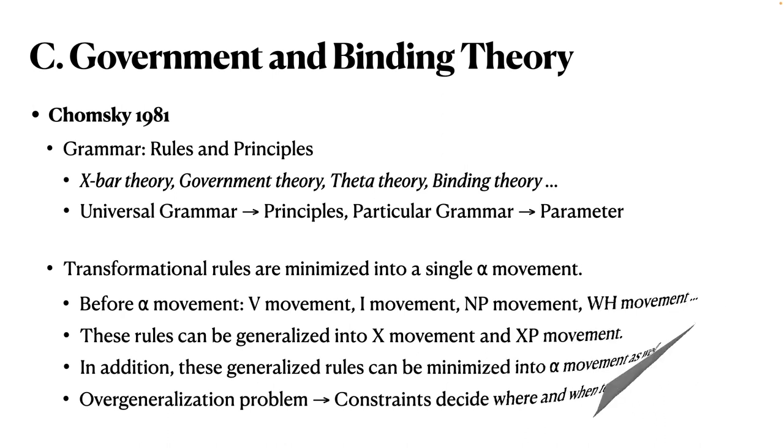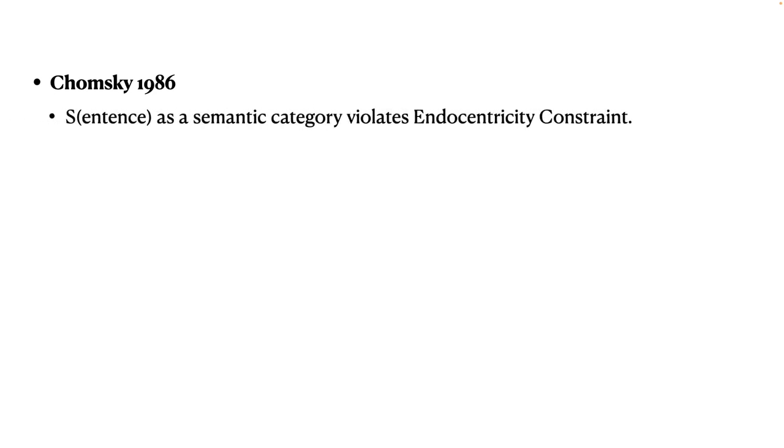Meanwhile, another minimization occurs in Chomsky 1986. In Chomsky 1981, PS rules create a structure that violates endocentricity constraints, such as S to NP, VP and S to NP, I, VP, like in example 7. This is because sentence is not a category maximally projected by a head, but a semantic category. Thus, we truly generalize all categories into X-bar structure through the following observations.